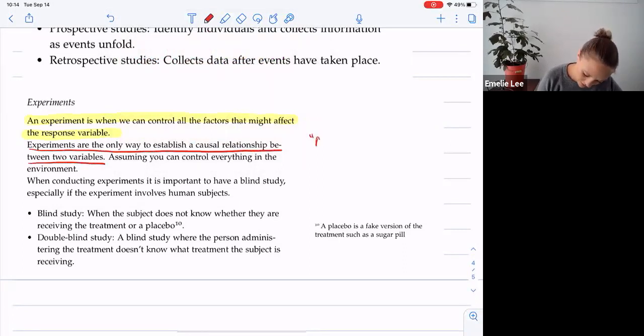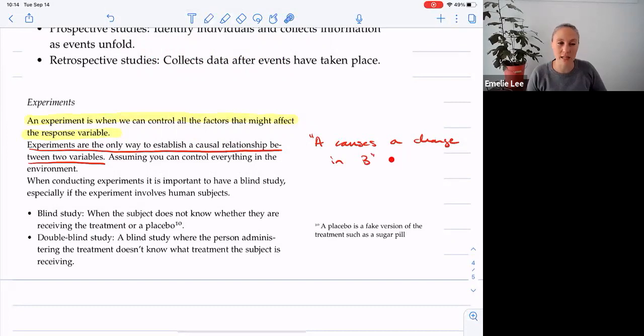Right, so things like A causes a change in B. The only way that you can say something like that is through an experiment, right? And it has to be a really, really, really controlled experiment where you're able to control everything. That's really hard to do, right? Which makes this statement really, really hard to say, right? So we should never say that, okay?